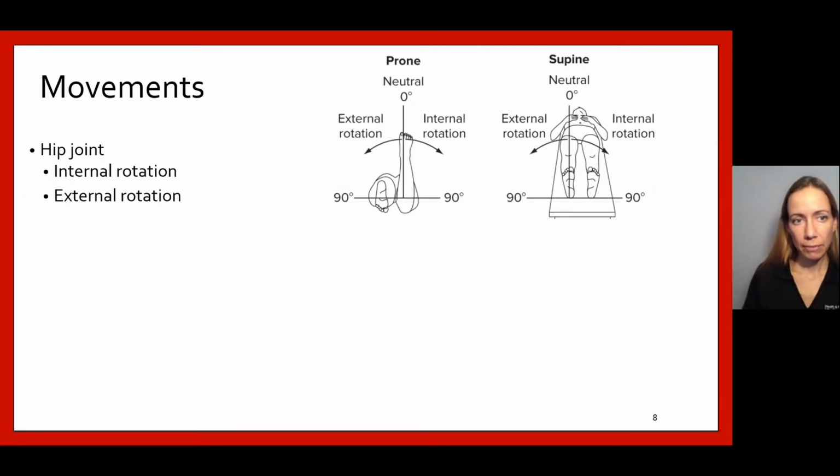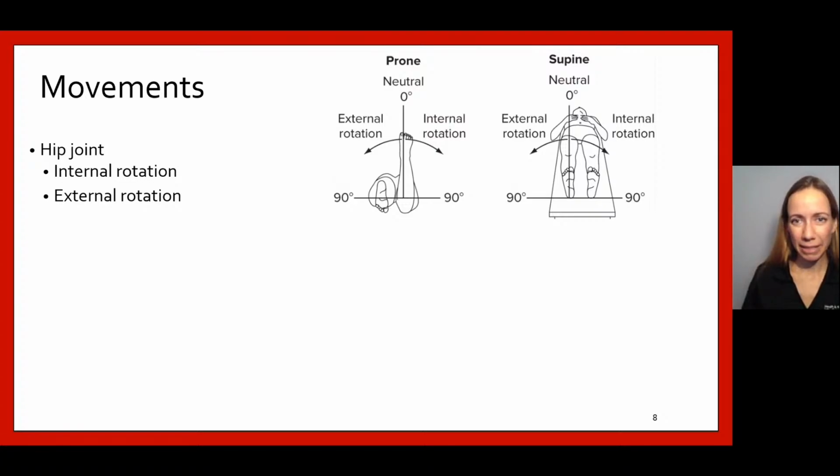In the transverse plane, we have internal rotation and external rotation. The image here of the figure that is shown prone, it does have the knee flexed, but this is just to help illustrate the internal and external rotation which is occurring at the hip. So the movement of the hip occurs independently of what the knee is doing.